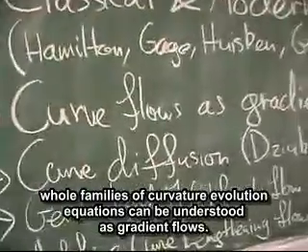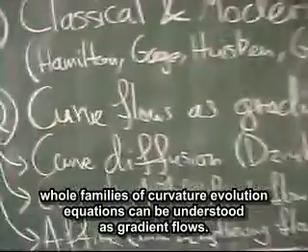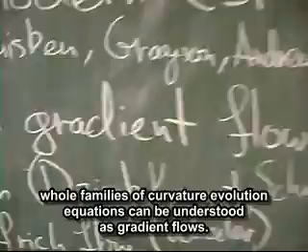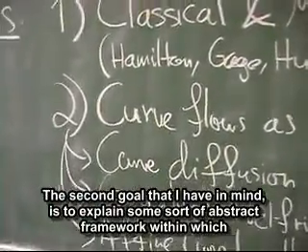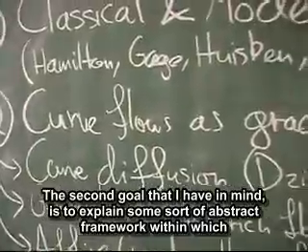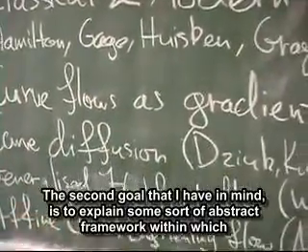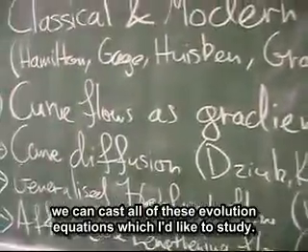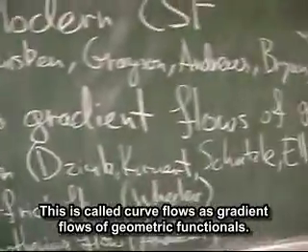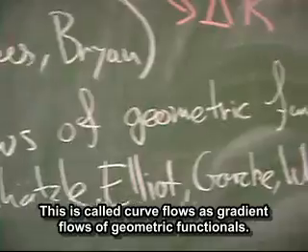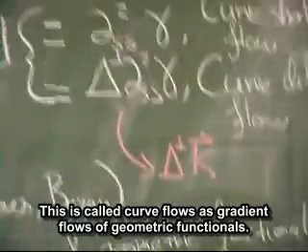Okay, now it turns out that, as I alluded to before, there are whole families of curvature evolution equations, in particular for curves, which can be understood as gradient flows. So this is curve flows. So the second goal that I have in mind is to explain some sort of abstract framework within which we can cast all of these evolution equations which I would like to study. So this is called curve flows as gradient flows of geometric functionals.